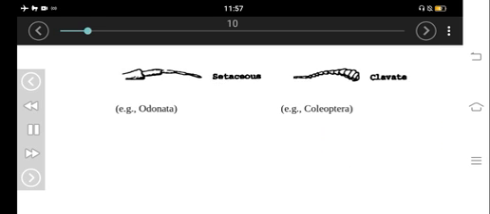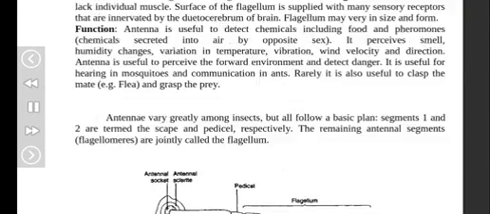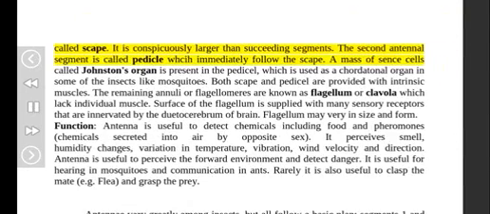The basal segment is called the scape. It is conspicuously larger than succeeding segments. The second antennal segment is called the pedicel, which immediately follows the scape. A mass of sense cells called Johnston's organ is present in the pedicel, which is used as a chordotonal organ in some insects like mosquitoes. Both scape and pedicel are provided with intrinsic muscles. The remaining annuli or flagellomeres are known as the flagellum or clavola, which lack individual muscles. The surface of the flagellum is supplied with many sensory receptors that are innervated by the deutocerebrum of the brain. Flagellum may vary in size and form.